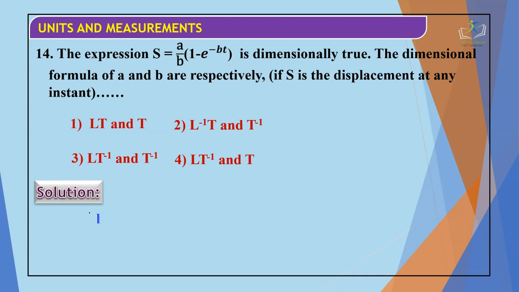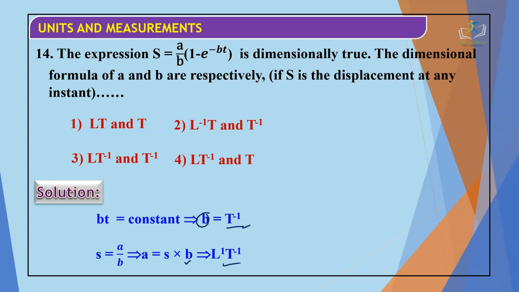Let's move on to the solution part. We know Bt is equal to a constant. So B is equal to T to the power minus 1, or T minus 1. S is equal to A by B, so A is equal to S into B. S is a displacement over there and B is, as we know, T minus 1. So finally, A is LT minus 1 and B is T minus 1. So the correct answer for this question is the third one.